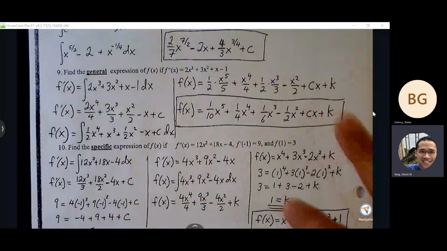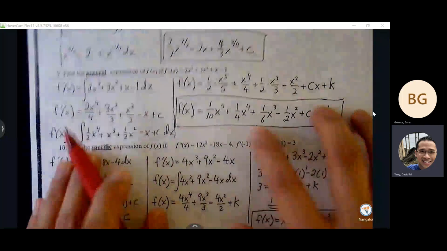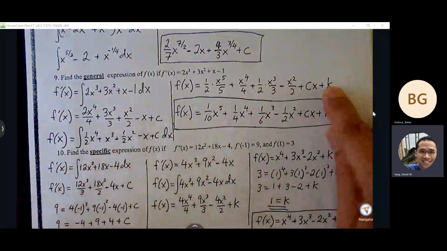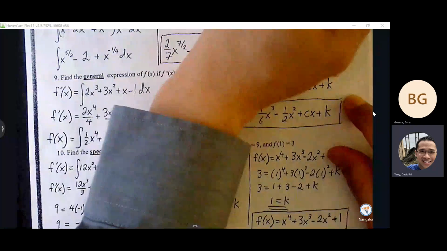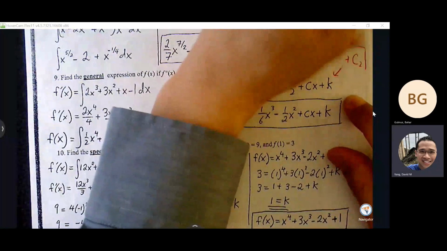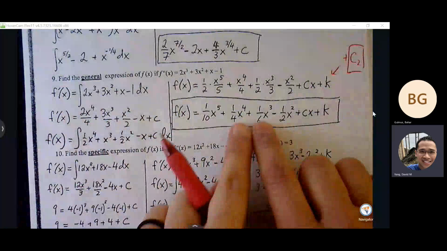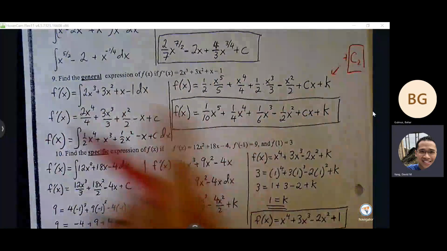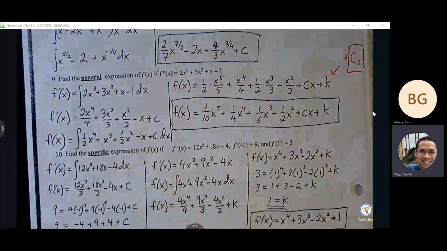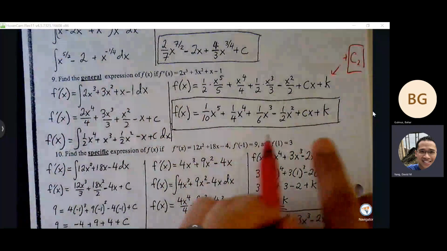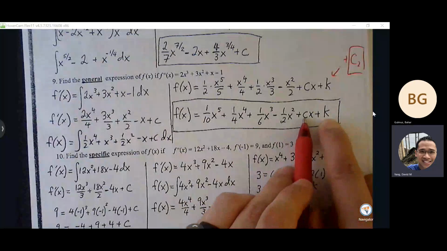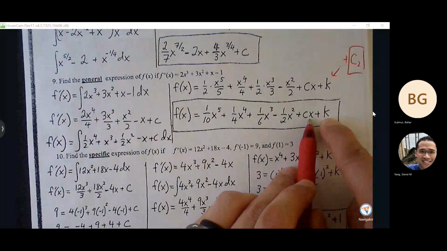Now this process will produce its own constant, so we also need a plus k, or we can say plus c sub 2. Okay, those are the common ones. That's fine. And then just do some cleanup. So if you're asking for a general expression from the second derivative level, you're going to have 2 constants, a cx and a k.